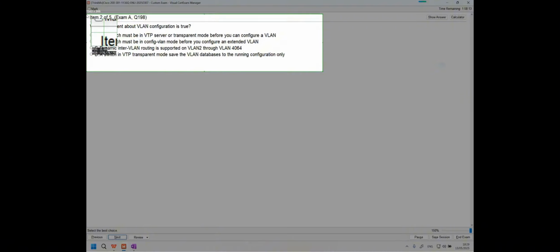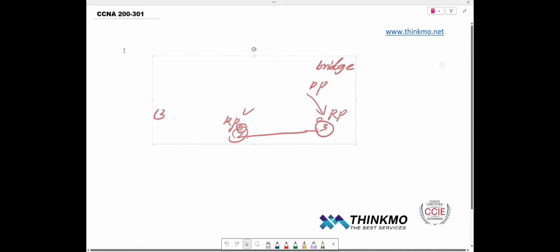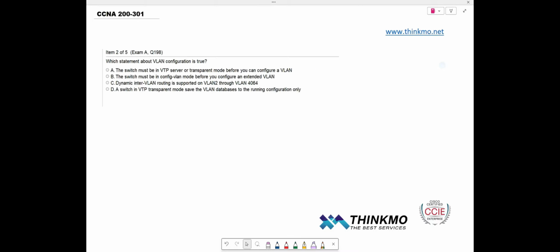Alright, on to the second question. The second question is also about VLANs. It asks, which of the following statements about the VLAN configuration is correct? For this question, the correct answer is A. Let me explain. Before configuring the VLAN, the VTP status of the switch should be kept in either server or transparent mode.